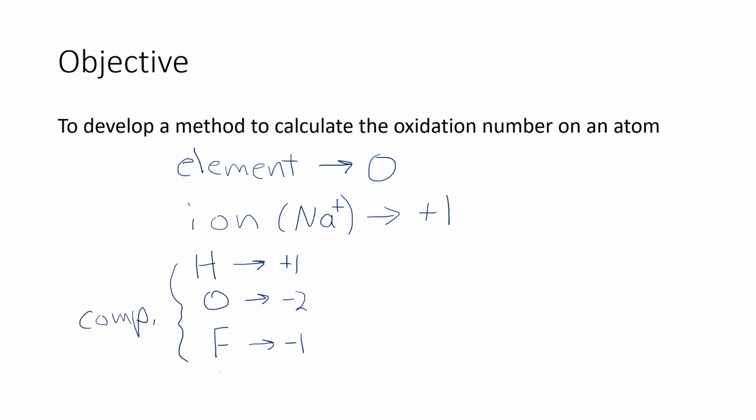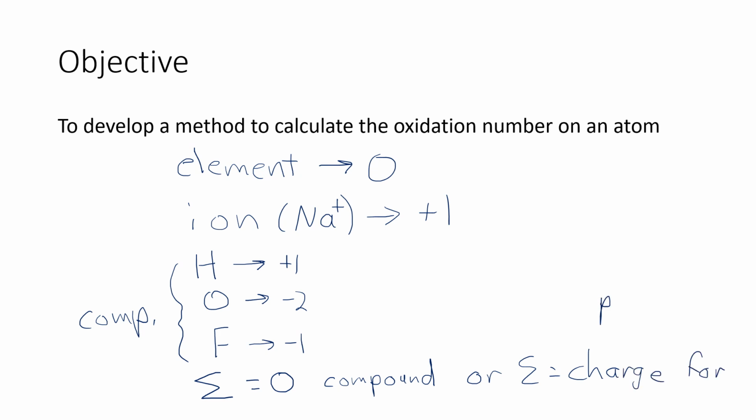And last but not least, if we add up all of the oxidation numbers, it's going to be equal to 0 for a neutral compound, or it'll be equal to the charge for a polyatomic ion.